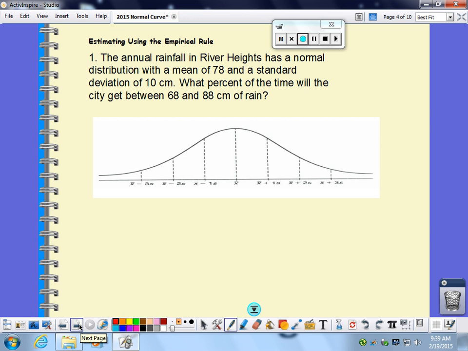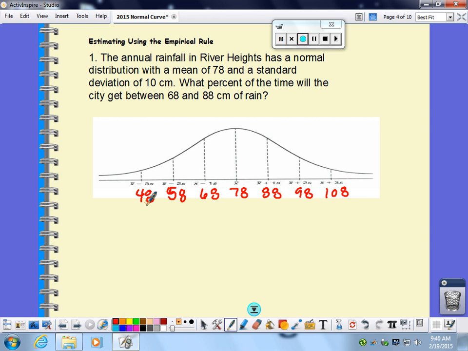So here we go. The annual rainfall in River Heights has a normal distribution. To do this, you must know that you have a normal distribution. So here's our work. We're going to set up that curve, and that's going to be our math for this. It has a mean of 78, so that goes in the middle, and a standard deviation of 10 centimeters. So that's our scale. That means we're going to add 10 each time, and then subtract 10. Whoops, let's do that correctly. 58.